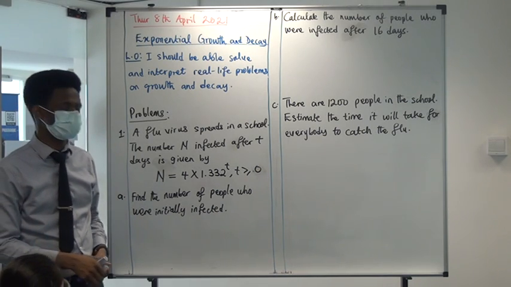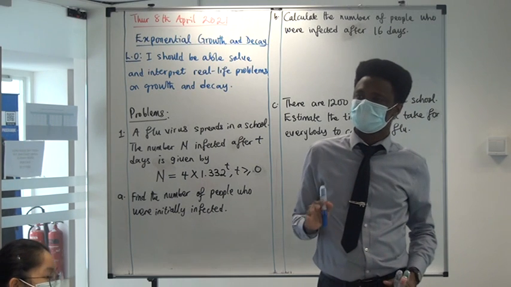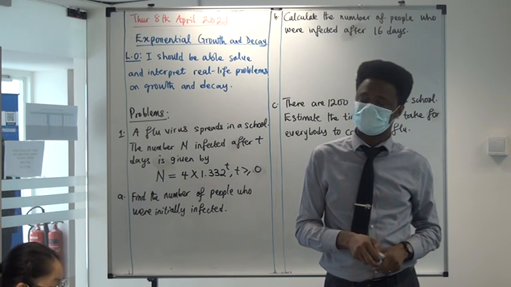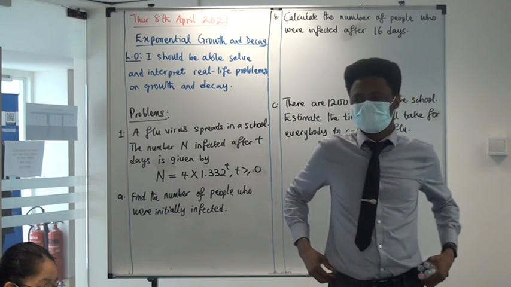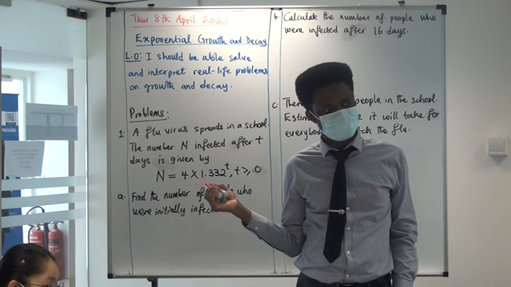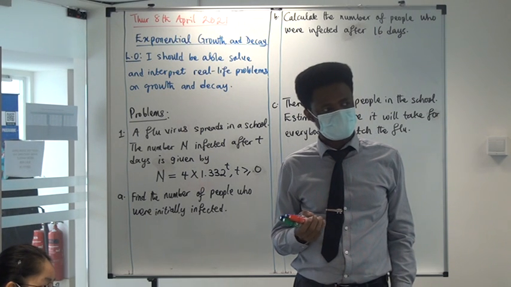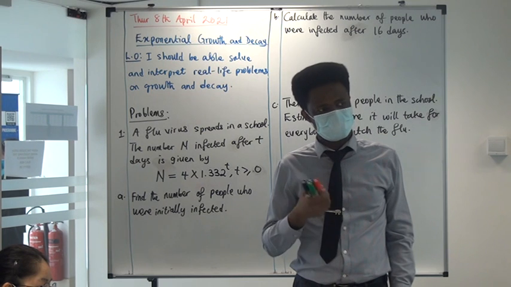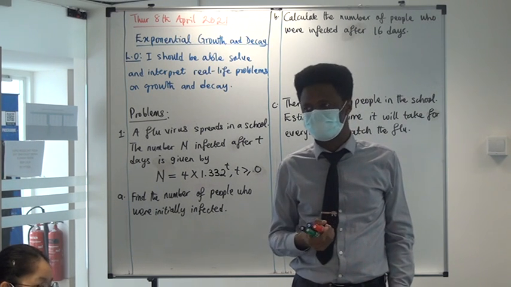All right, everyone, listen. Like I said, this idea is on growth and decay. We have seen so many things around the world whose model behaves in exponential growth and decay. Can we have some examples of real life situations that follow exponential growth and decay?